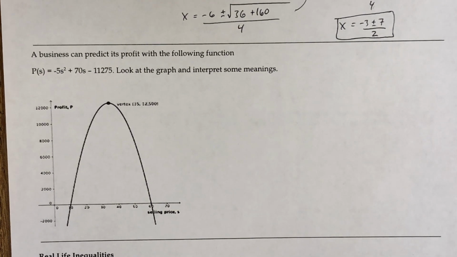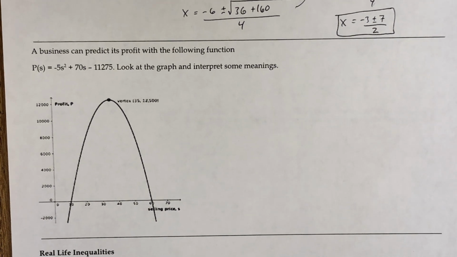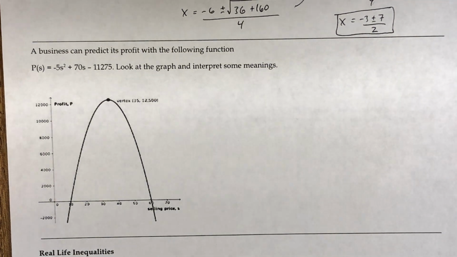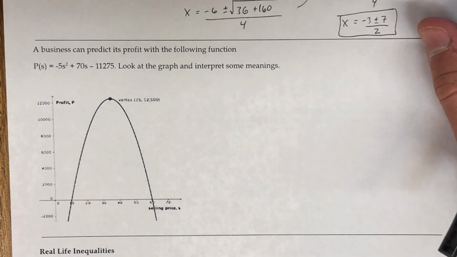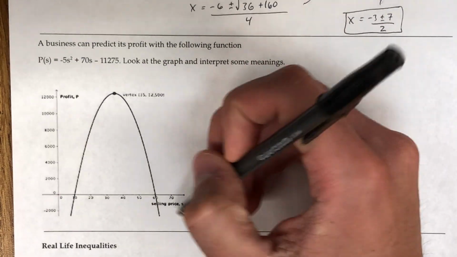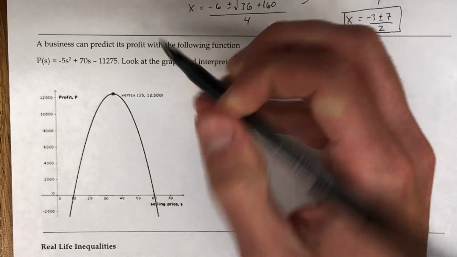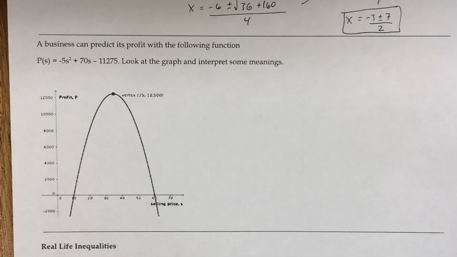Here it says a business can predict its profit with the following function: P of s equals negative 5s squared plus 70s minus 11,275. Look at the graph and interpret some meanings. Let's see if we can come up with some important pieces of information. Our x-axis represents selling price, our y represents profit.